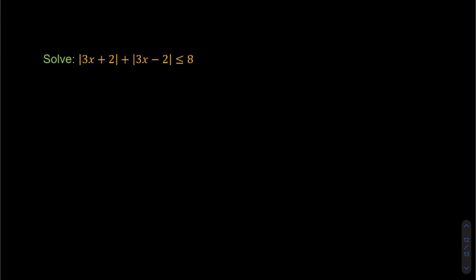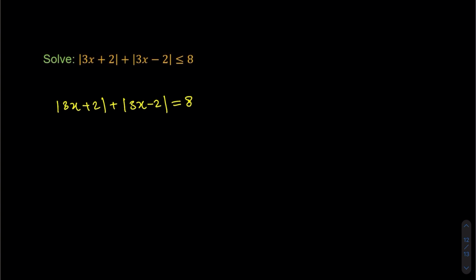I will write it as the absolute value of 3x plus 2 plus the absolute value of 3x minus 2 is equal to 8, okay? Then the next step is to isolate one of these modulus or absolute expressions on one side of the equation and move all the other part to the other side of the equation. So I will do that.